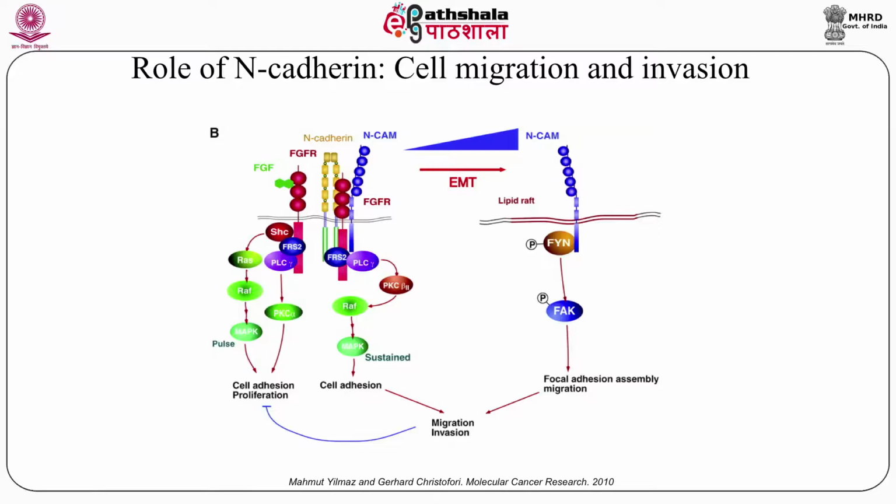Upon loss of E-cadherin function during EMT, N-CAM is highly expressed and a subset localizes to lipid rafts where it associates with p59 Fyn, leading to focal adhesion kinase, that is FAK, phosphorylation, focal adhesion assembly and cell migration. This shows that N-CAM mediated signaling pathways are required for cell migration and invasion.